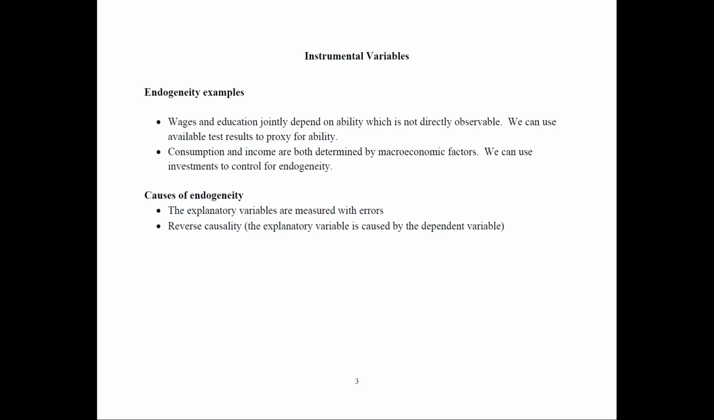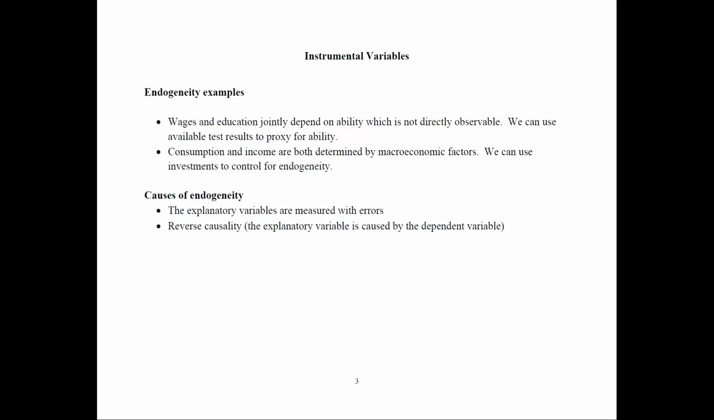So here are a couple examples of endogeneity. First, wages and education jointly depend on ability, which is not directly observable. So in this case, we may want to have a regression of wages on education. But the problem is that the ability is correlated both with education and with wages, because higher ability would lead to higher education, hopefully, and that would lead to higher wages.